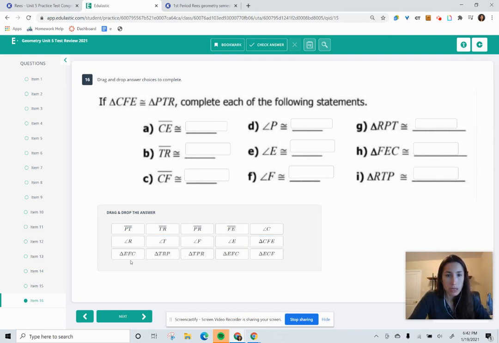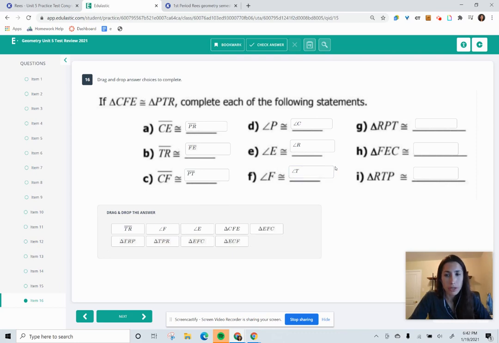So remember CE, now we're just dropping and dragging. So remember CE, first letter, last letter matched up with PR. There we go, PR. So I'm just dragging it into that. And then we've got TR, that should match up with FE. And then we've got CF matching up with PT. All right, and then angle P matches up with C. We've got angle E corresponding and matched up with angle R. And then we've got angle F corresponding and matched up with angle T.